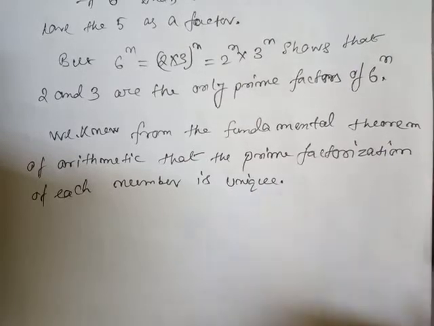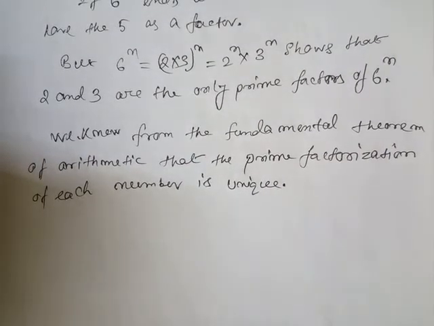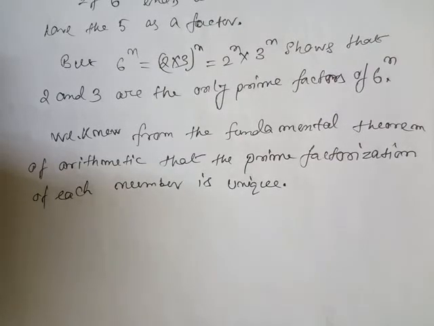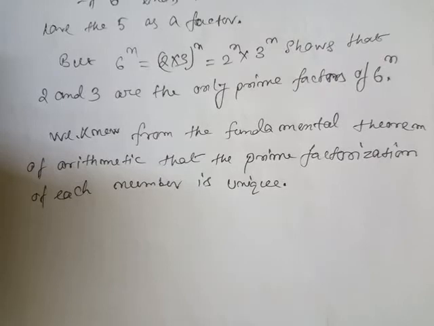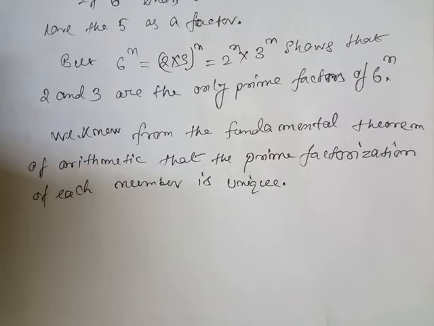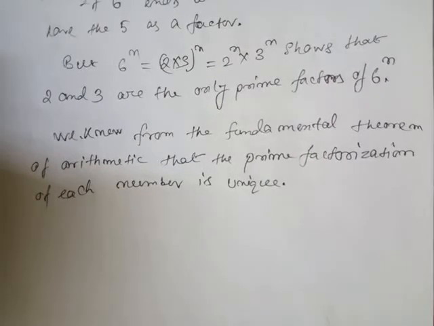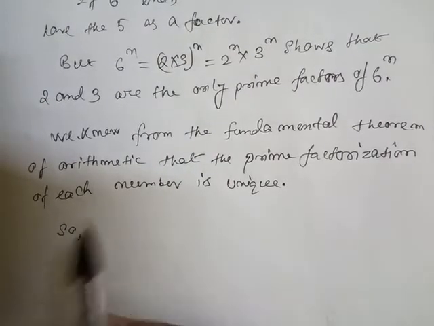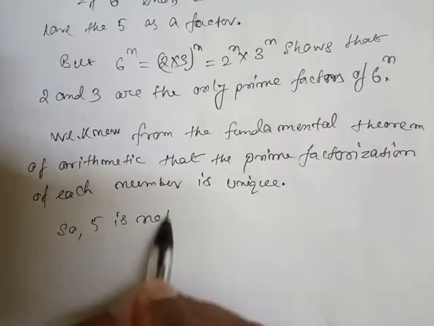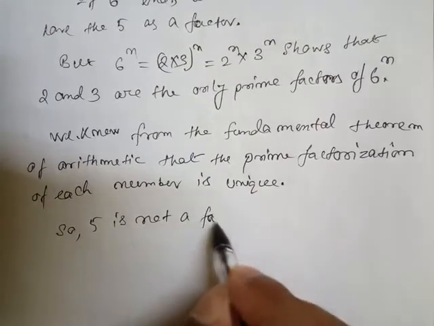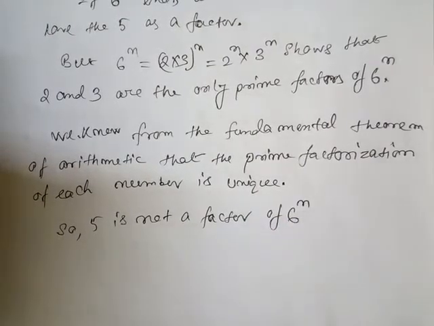which means students, if there is a factor of 2 into 3, 2 and 3 are prime numbers, so 2 is one factor and 3 is another factor. 5 is a prime number, so it has only two factors, 1 and the number itself, 5. According to the fundamental theorem of arithmetic, the prime factorization of each number is unique. So we can say that 5 is not a factor of 6 to the power n.